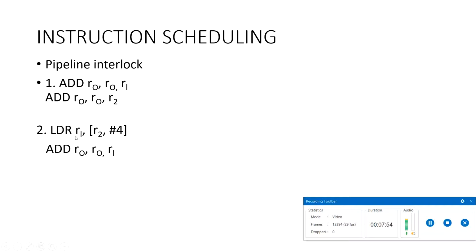Whereas over here, the load register instruction loads the data from R2 plus 4. The data in that memory location will be put in R1. Then whatever is in R1 will be added with R0 to get my final R0. It means the add instruction should wait till R1 gets its value from the first instruction. So they are dependent, and that is why it is called an interlock. The add instruction is locked till the first instruction gets executed. Once that is executed, the next instruction gets executed. That is nothing but pipeline interlock. The next part we will do in the next video. Thank you.